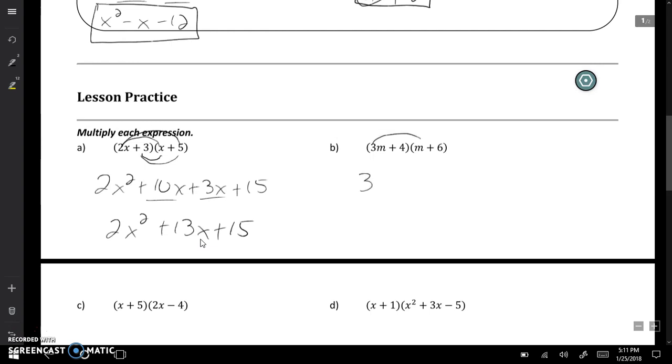Okay, let's try this one again together. First one is going to be 3m times m is 3m squared. 3m times 6 is plus 18m. 4 times m is plus 4m. And then 4 times 6 is plus 24. Combine these guys, and you get 3m squared plus 22m plus 20.